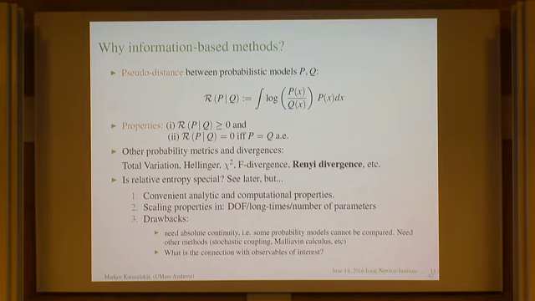A key drawback is that you need to have absolute continuity. That means P and Q cannot be fantastically different, more or less.